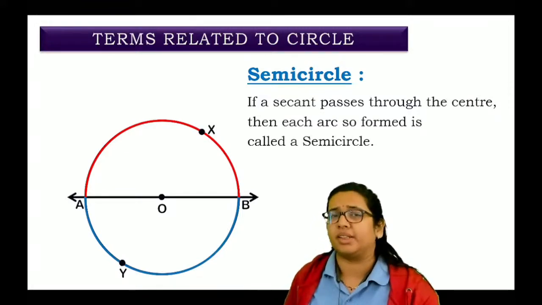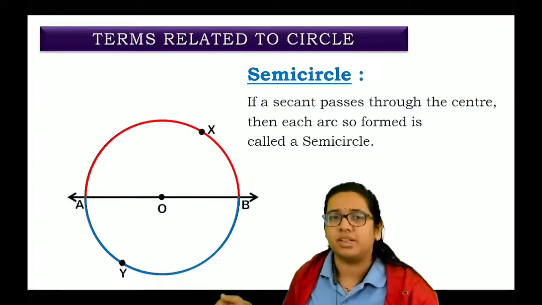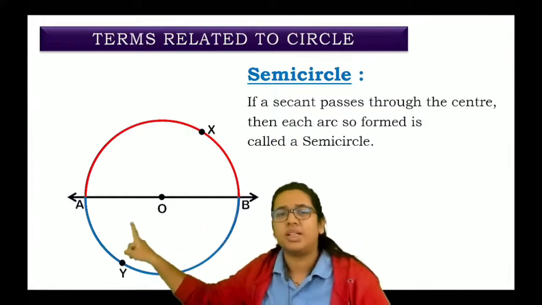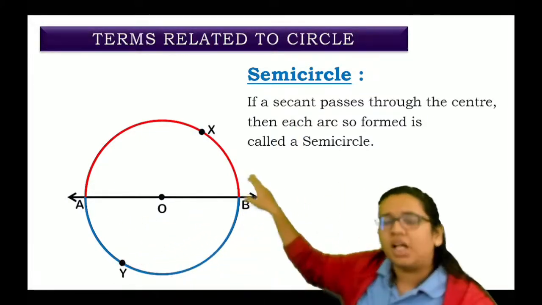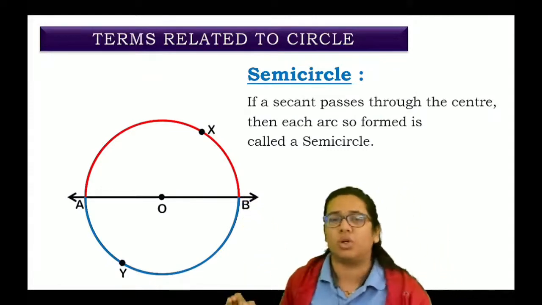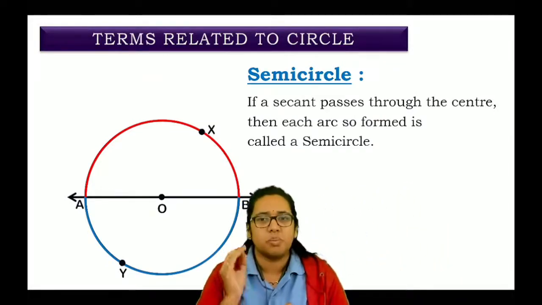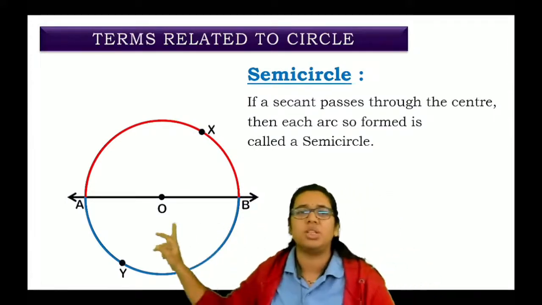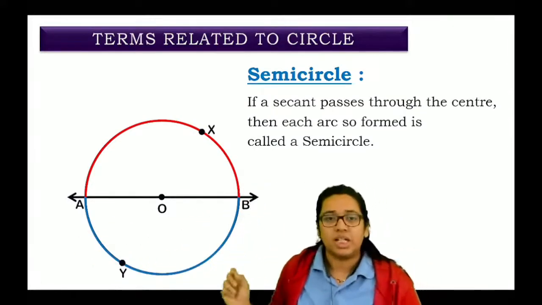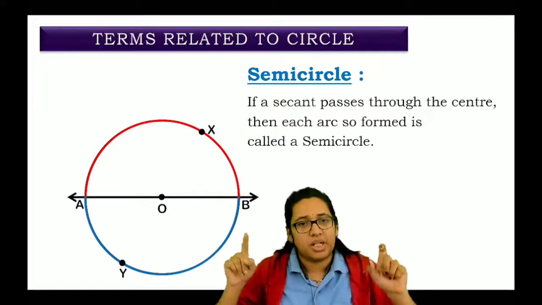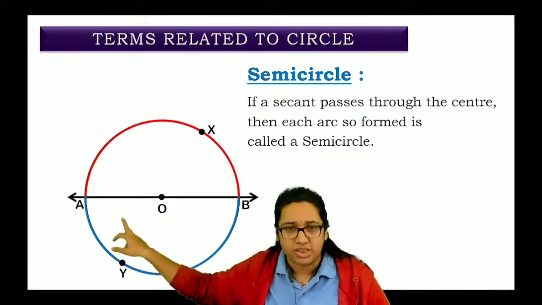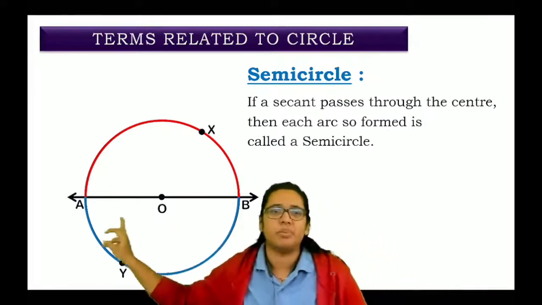If a diameter passes through the center, then each arc so formed is called a semicircle. For example, what will you remember carefully? See, diameter is nothing but this line that you were considering, okay? Chord is nothing but a segment. Chord is nothing but this segment you will consider, and diameter is nothing but this line.